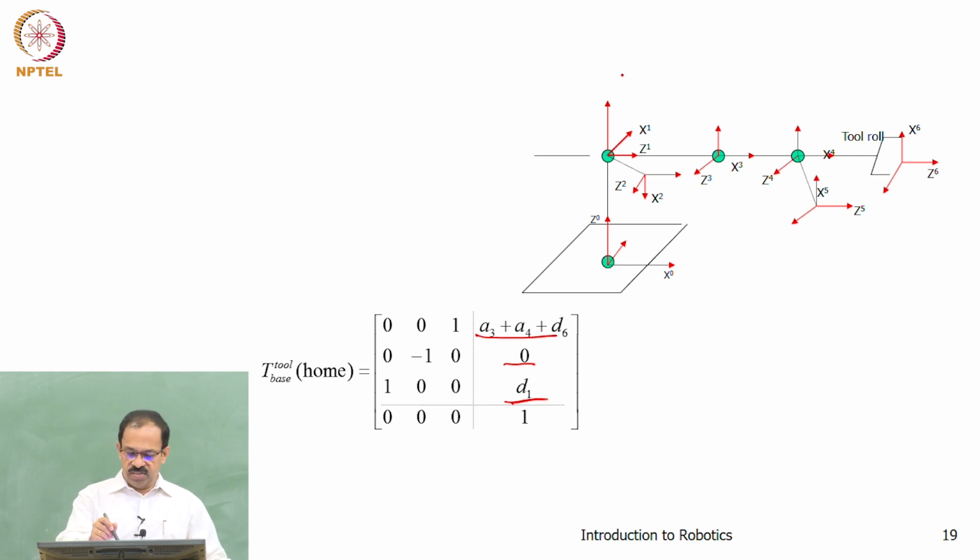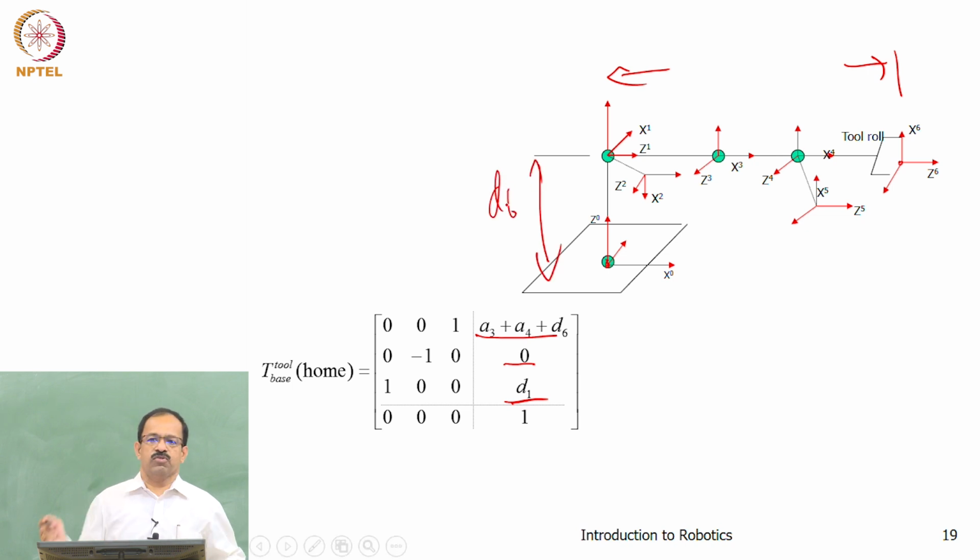So you can see that this is A3 plus A4 plus D6, the x coordinate of the tool with respect to the base frame, and the z coordinate with respect to this is D1. So your formulation is correct, and therefore whatever parameters you assumed and whatever parameters you calculated, everything is correct.